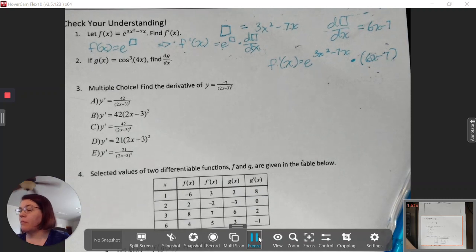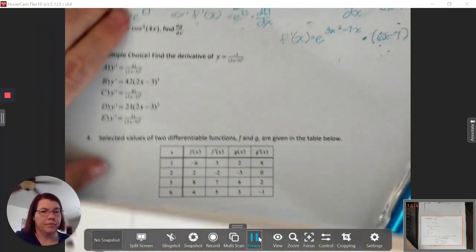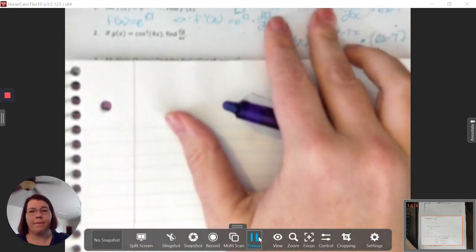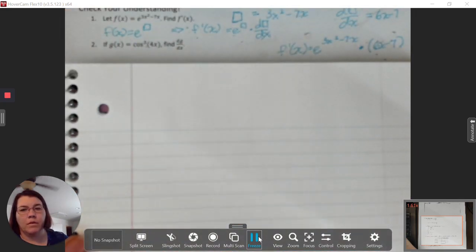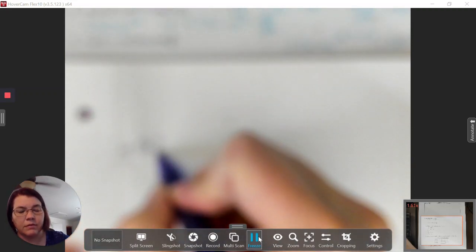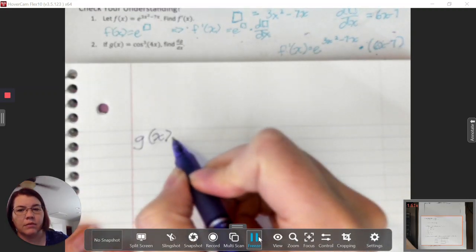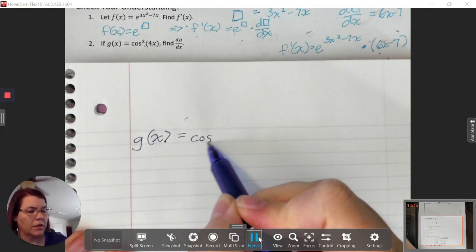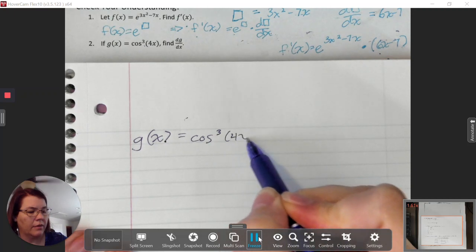So number 2 is quite a bit more complicated because it's actually got a lot of functions going on in that one. So when we look at number 3, sorry about that. Go ahead and we're going to rewrite that down here. g of x is equal to cosine cubed of 4x.